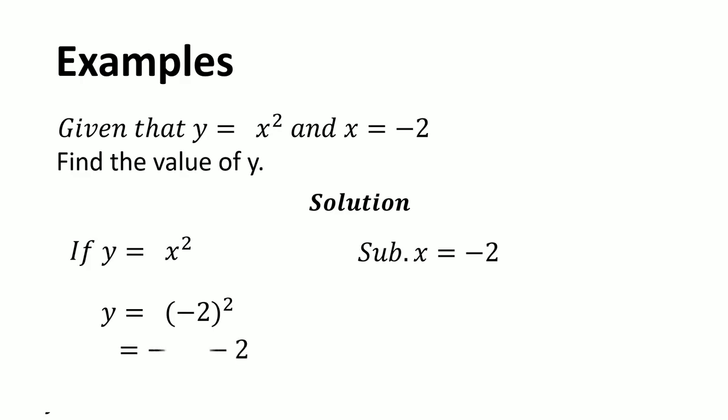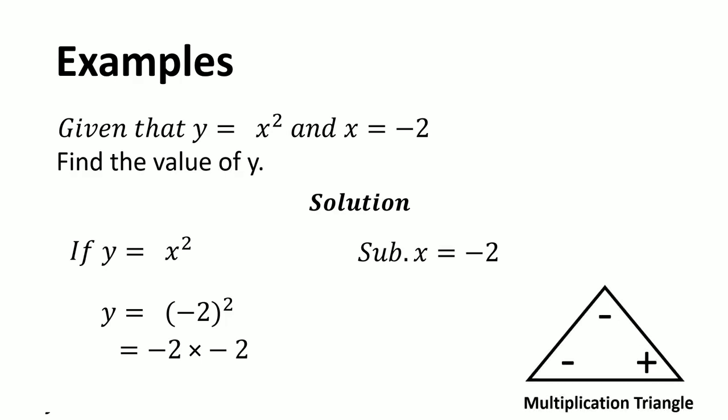But negative 2 squared is equivalent to negative 2 times negative 2. Using our multiplication triangle, we can easily see that when we multiply two negatives, we are going to get a positive. And 2 times 2 will be equal to 4. This therefore concludes that y equals 4 if x is equal to negative 2, provided that the equation given is y equals x squared.